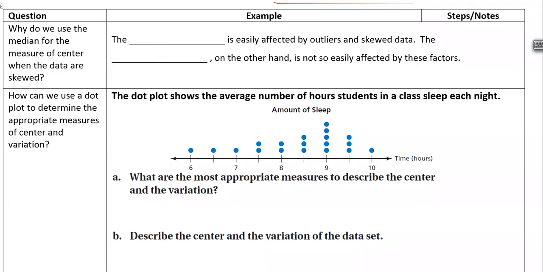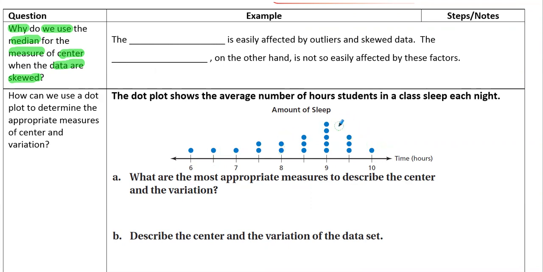All right, this is part 2 of 10.3 extension, which is choosing appropriate measures. Why do we use the median for measures of center when the data are skewed? And I think that just looking at this data set, if I said describe the shape of this distribution, I hope you would know that this is skewed to the left, right?